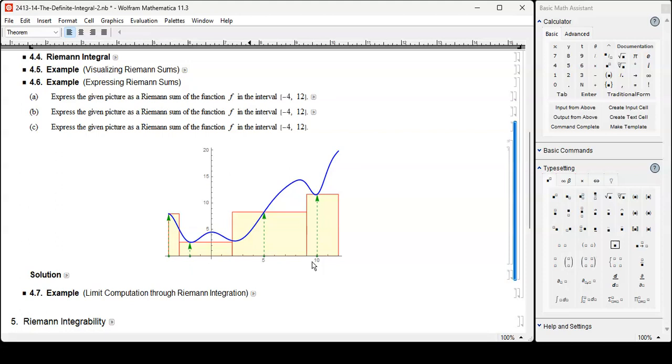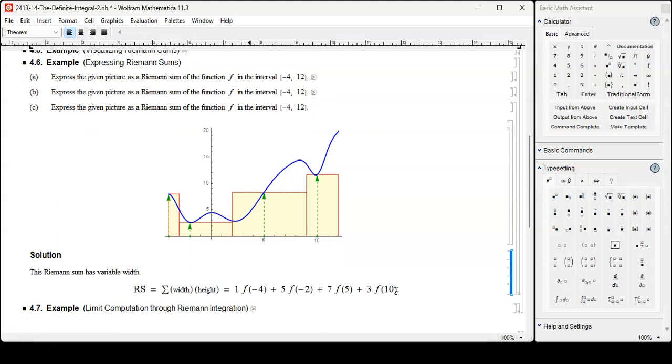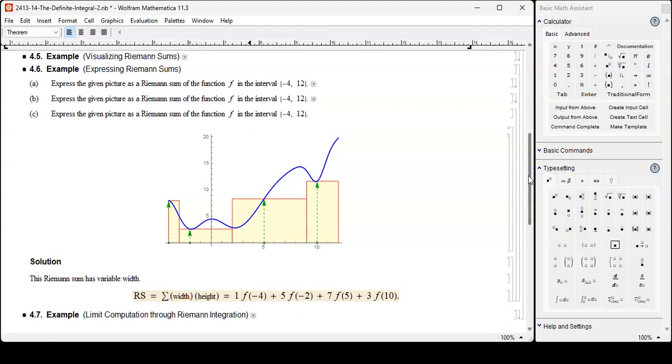And what are the heights? f of -4, f of -2, f of 5, and f of 10 respectively. Make sense? Resulting in this quantity. Make sense? That's how you can express a Riemann sum.